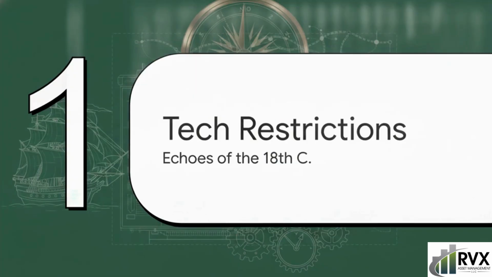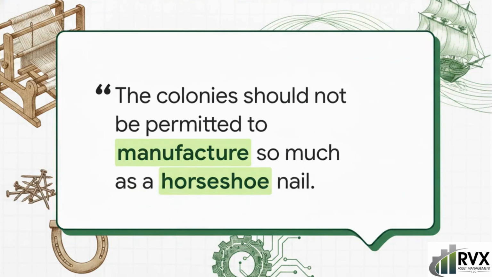All right, Section 1, History of Tech Restrictions, Echoes of the 18th Century. So to really grasp the dynamics of today's cutting-edge semiconductor market, Zucaro points out that we actually need to rewind about 250 years, because the nature of state competition rarely changes. Back in the late 1760s, British Prime Minister William Pitt famously said, "The colonies should not be permitted to manufacture so much as a horseshoe nail."